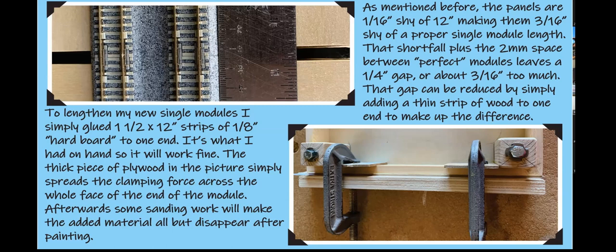That gap can be reduced by simply adding a thin strip of wood to one end to make up the difference. To lengthen my new single modules, I simply glued 1 1/2 by 12 inch strips of 1/8 inch hardboard to one end. It's what I had on hand, so it works fine. The thick piece of plywood in the photo simply spreads the clamping forces across the whole face of the end of the module. Afterwards, some sanding work will make the added material all but disappear after painting.